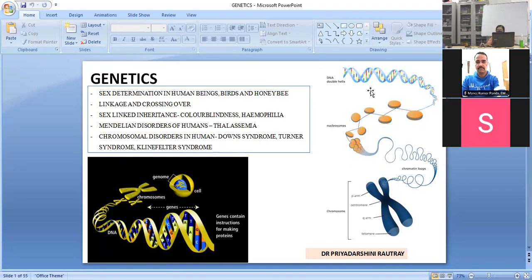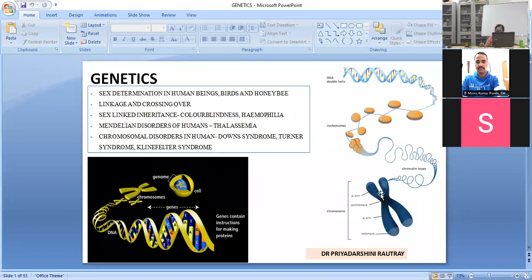So right here in the front, first slide itself, it's a self-explanatory diagram wherein the DNA double helix, the way it is packaged, and the chromosome, how it appears in our cell is shown. So with this we start our genetics.